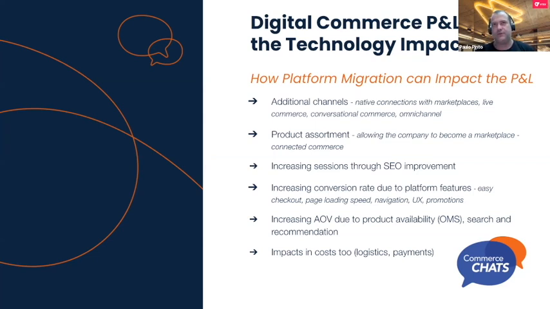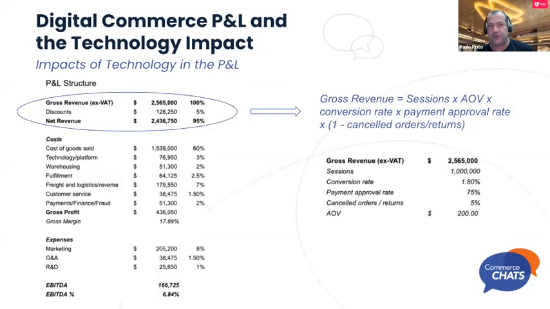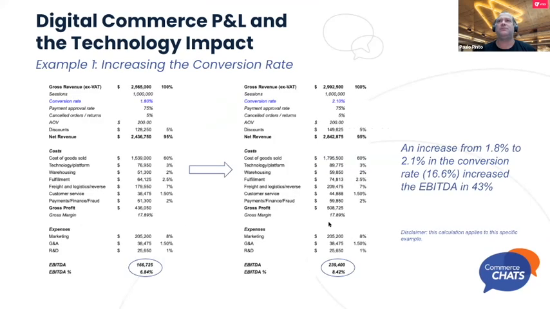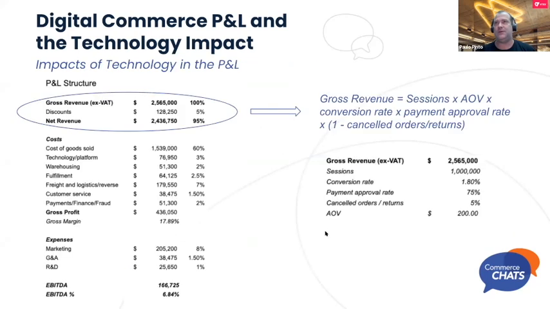And I'll just jump into some examples here so we can make it more tangible, right? So I'm using the same P&L that we used in the beginning. So again, if we look at the big formula here, right? Sessions, AOV, conversion rates, approval rates, and cancel orders.